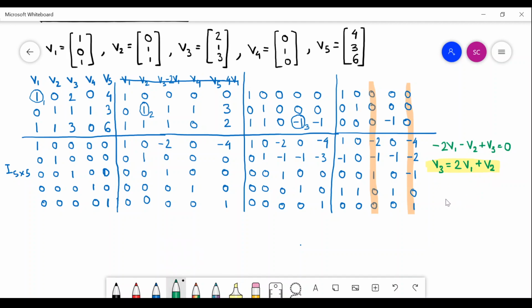What is the other relationship? The other relationship is this, minus 4 v1 minus 2 v2 minus v3 plus v5 is 0. So v5 is the other dependent vector, 4 v1 plus, and it is related to the other vectors in this manner.